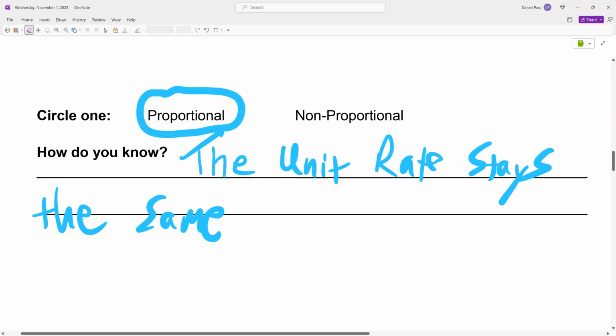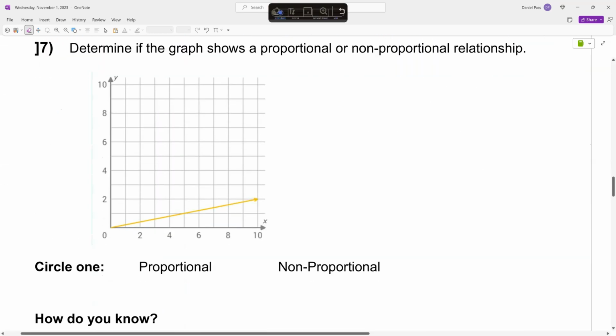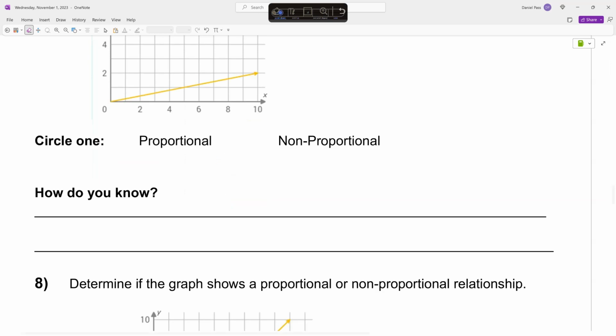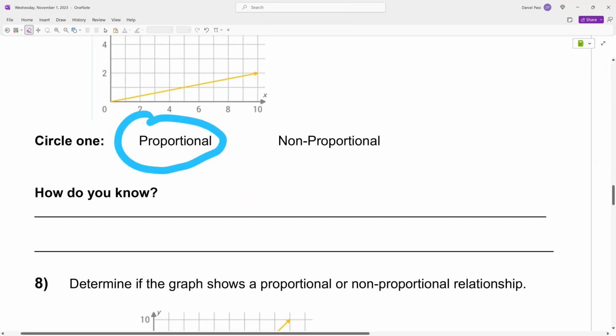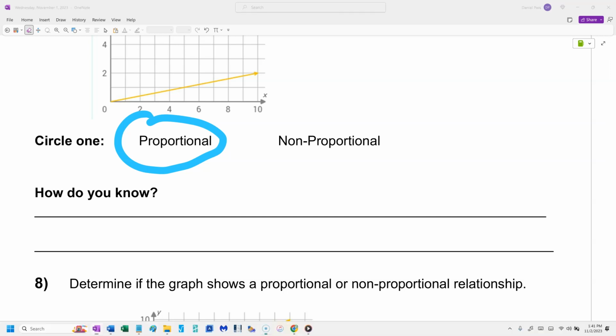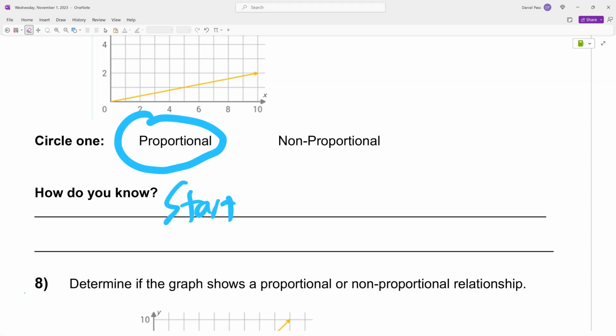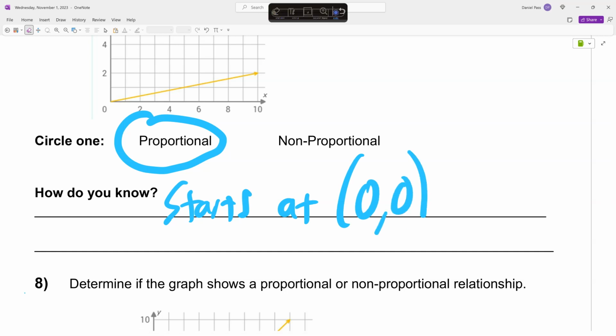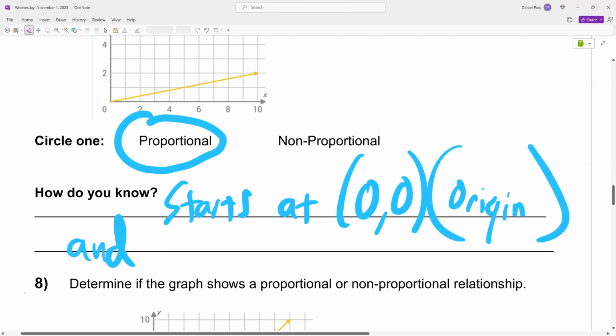Now we've got Emma. All right. So is this one proportional? Yes. I agree. Why? How can you tell? Because it starts at 0, 0, which is called the origin. And the graph is a straight line. You always have to say that it's also a straight line.